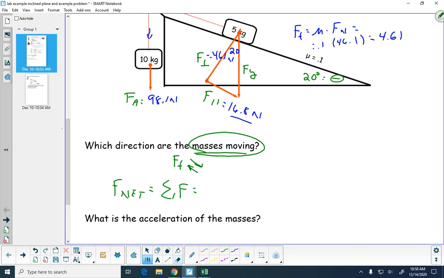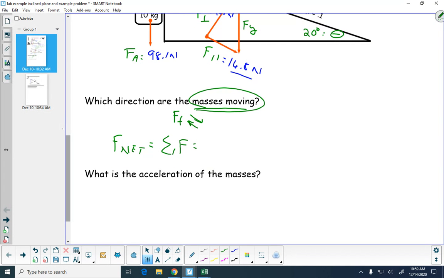Find your force net, which is the sum of our forces. And then determine what the acceleration is of the system.